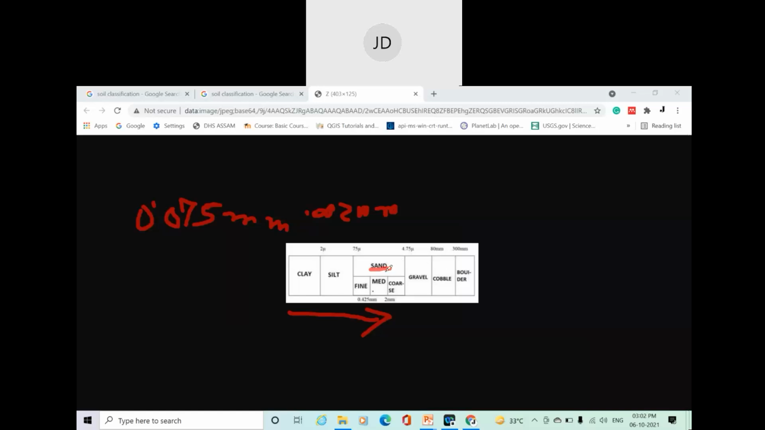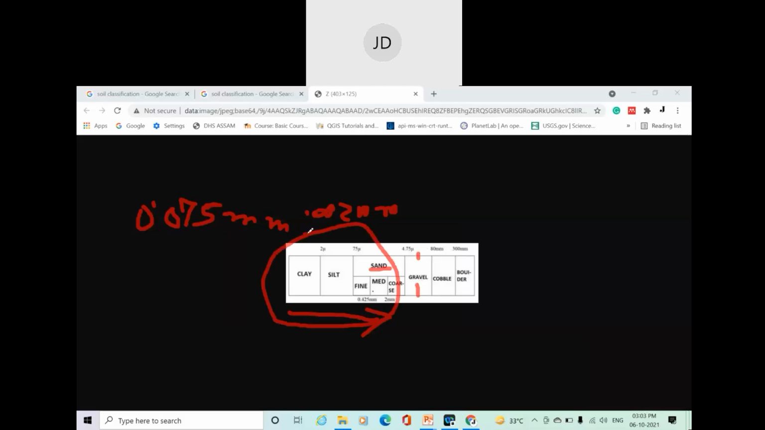Okay, this chart you should remember. Even for gravel there are some subcategories, which are not mentioned here. Anyway, it is up to 20, I guess. From 4.75 up to 20 it is fine gravel. From 20 to 80 it is coarse gravel, like this. Anyway, we don't need the gravel part. We need this part only for soil.